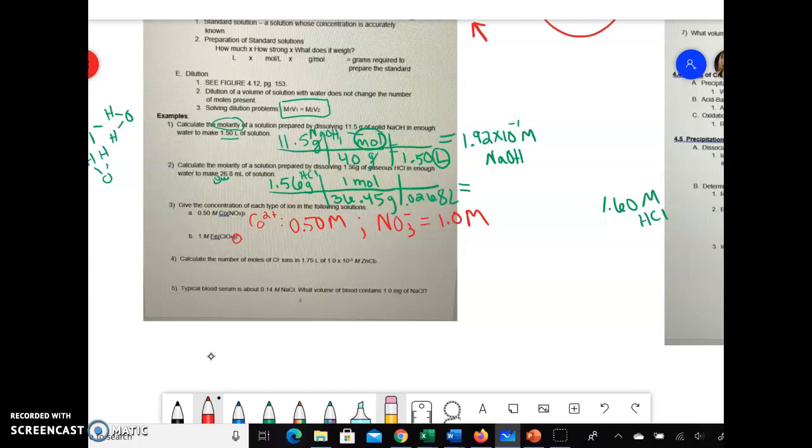Let's look at the next one. It says calculate the number of moles of chlorine ions in this concentration. So what we can do is first of all plug in the molarity, plug in the liters to get moles of zinc chloride. And then what we can do is multiply that by 2 because you have 2 chlorine ions per compound. And your final answer for this ends up being 3.5, if you want to try it yourself. 3.5 times 10 to the negative third.